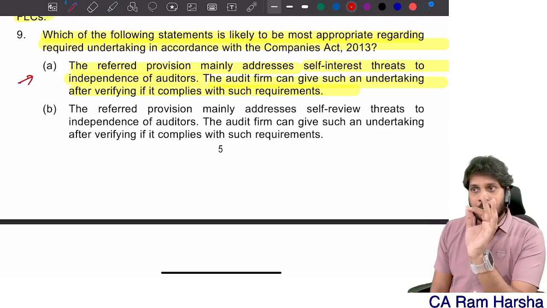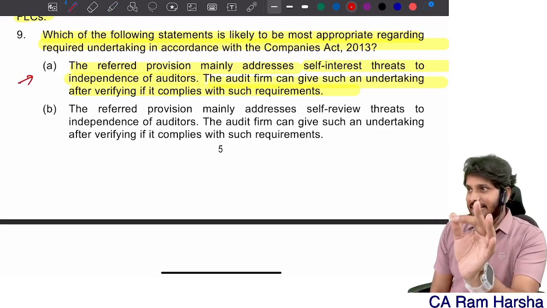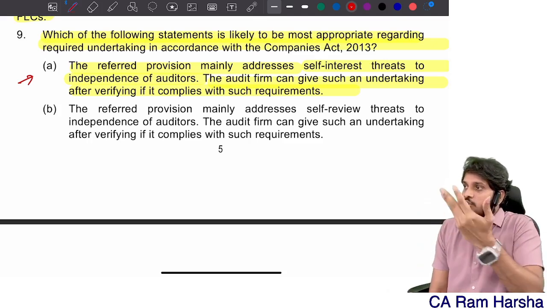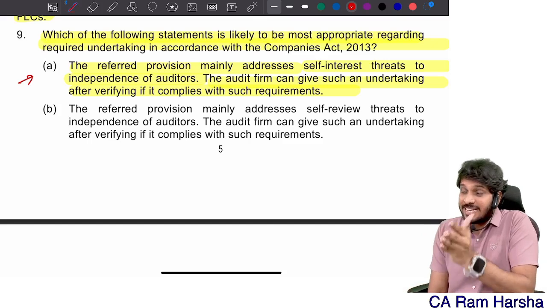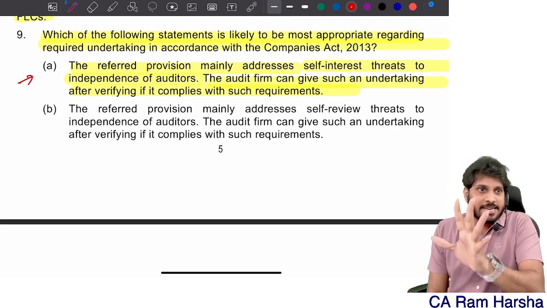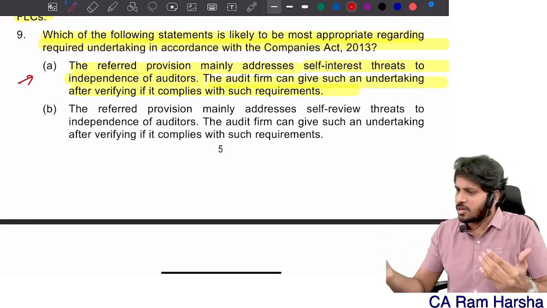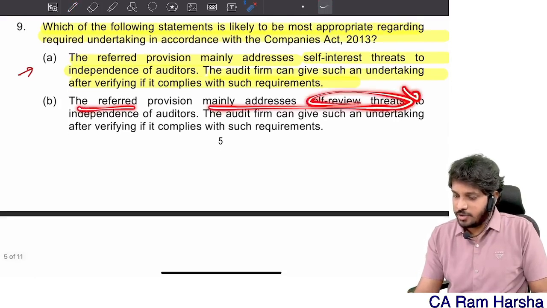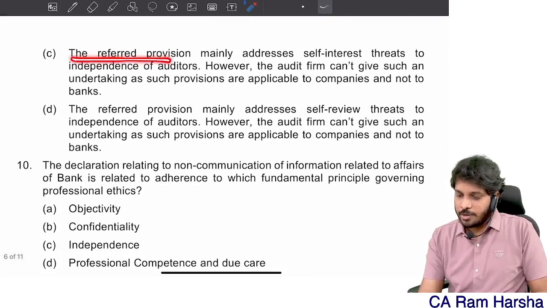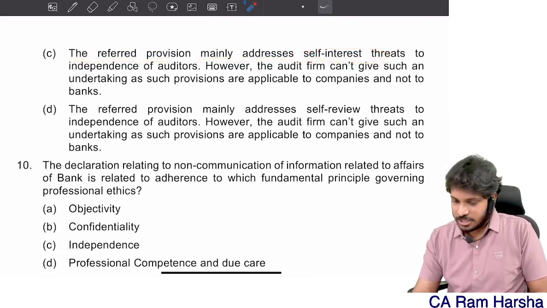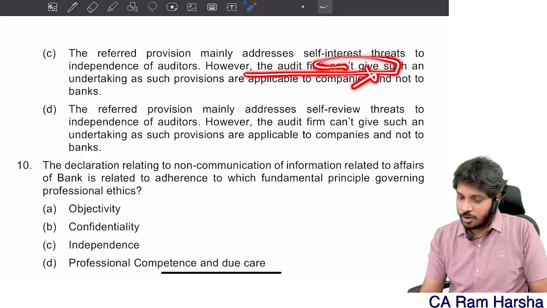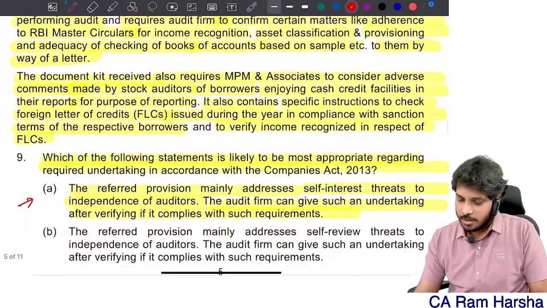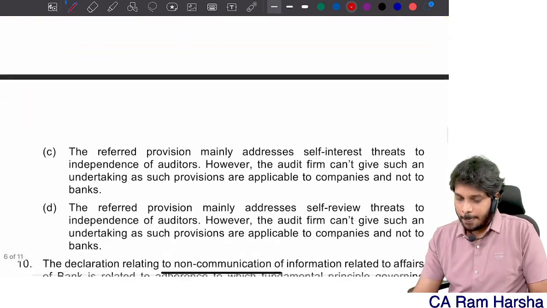Having loans with the client is a self-interest threat. To avoid that, you should not have loans beyond a particular limit, and you should give a declaration that you have complied with the relevant provisions of the Companies Act. That is correct. Let's see the others. The referred provision mainly addresses self-review, that is wrong. The referred provision mainly addresses self-interest threat, however the audit firm cannot give, wrong. So the answer is A. Yes or no? A. Understood?